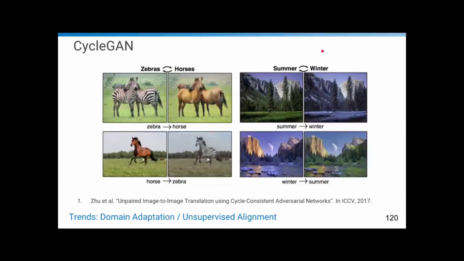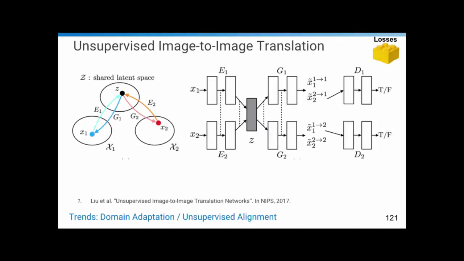And this actually works remarkably well. You can do things like translate zebra pictures to horses or summer to winter using these, they're calling them cycle GANs. A similar but slightly different idea is in this paper called Unsupervised Image-to-Image Translation using encoder-decoder networks.